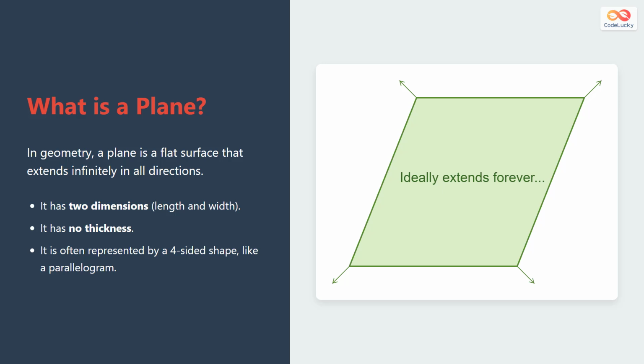First, what exactly is a plane? Imagine a flat surface that extends forever in all directions. It has length and width, but no thickness or depth. In diagrams, we usually represent it as a four-sided shape like a parallelogram, but remember, in reality, it never ends.